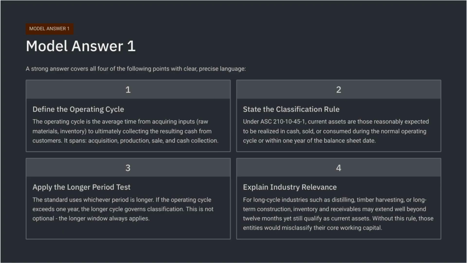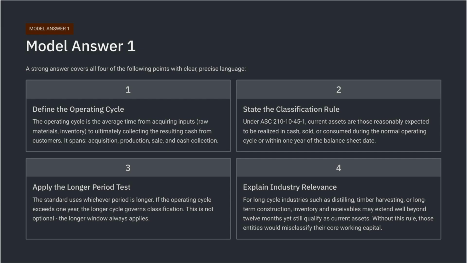A strong answer should say that the operating cycle is the average time from acquiring inputs to ultimately collecting cash from customers. It includes acquisition, production, sale, and cash collection. Under ASC 210-10, current assets are those expected to be realized in cash, sold, or consumed during the normal operating cycle or within 1 year, whichever is longer.